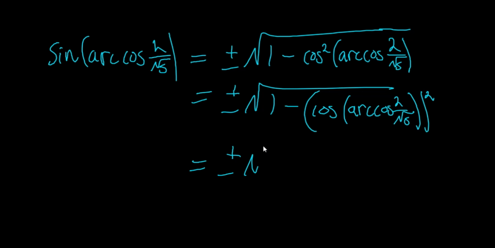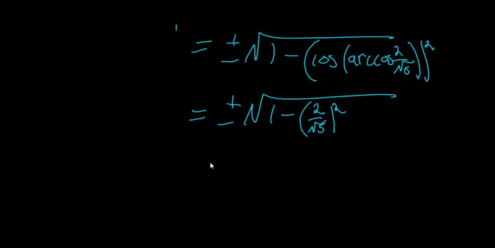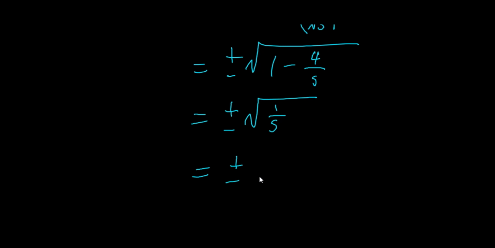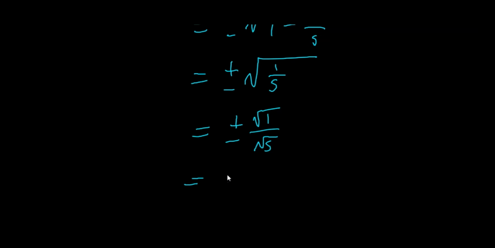So this is plus or minus the square root of 1 minus 2 over the square root of 5, quantity squared. And 2 over the square root of 5, quantity squared, when we simplify this, this is just equal to 1 minus 4 over 5. And 1 minus 4 over 5, that's the same as 5 over 5 minus 4 over 5. So this is equal to plus or minus the square root of 1 over 5. And this is just equal to plus or minus the square root of 1 over the square root of 5, which is equal to plus or minus 1 over the square root of 5.